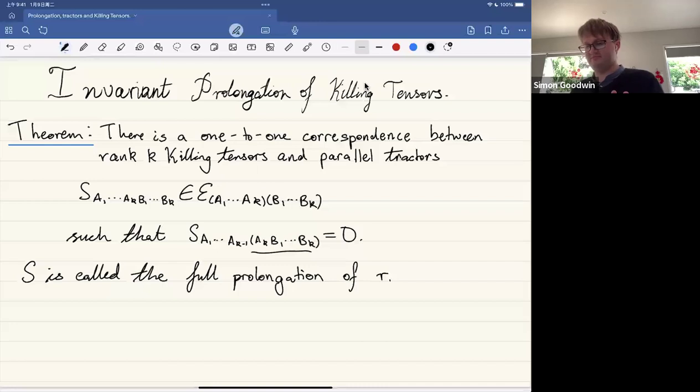Oh, sorry, z's and y's, w's and x's. I'm not sure, but essentially you project a load of these indices and you get back your k. And we call this the full prolongation. And this is essentially a higher rank analog of what we had at the start.